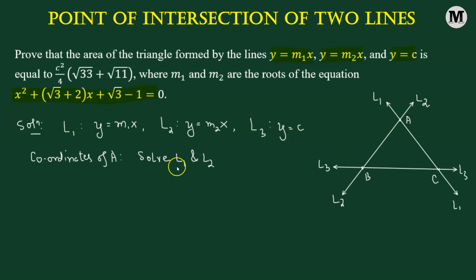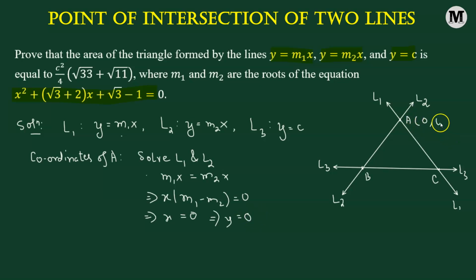Solving L1 and L2 is an extremely easy task. All we have to do is take y equals m1x and substitute it in the equation for L2. So we get m1 times x equals m2 times x, which means x times m1 minus m2 equals 0. Solving for x, we get x equals 0. Now we can substitute x equals 0 in either L1 or L2 to get the corresponding y value, which gives y equals 0. So the coordinates of point A are 0, 0.